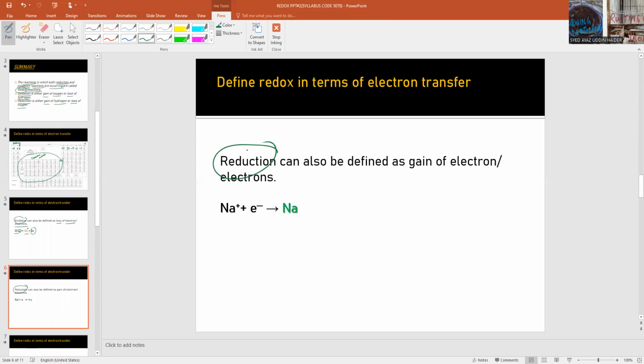Reduction can also be defined as gain of electron or electrons. In the above case, you will see Na+ means it's carrying plus charge on reactant side, and after gaining 1 electron, it forms Na. It has gained 1 electron. It is reduction as Na+ has gained an electron. Again, there is no charge on the atom of sodium, which means it is 0.